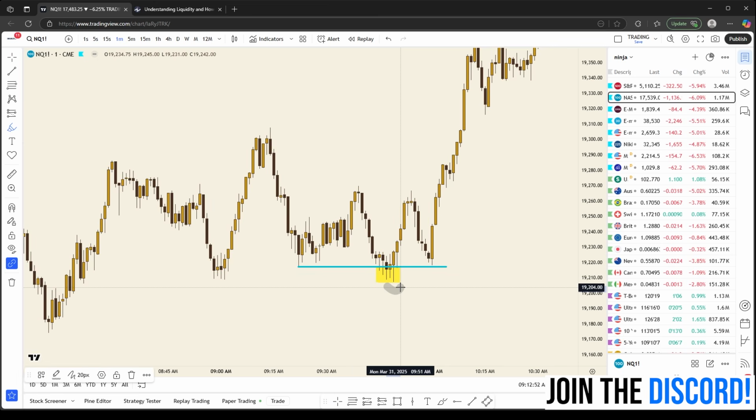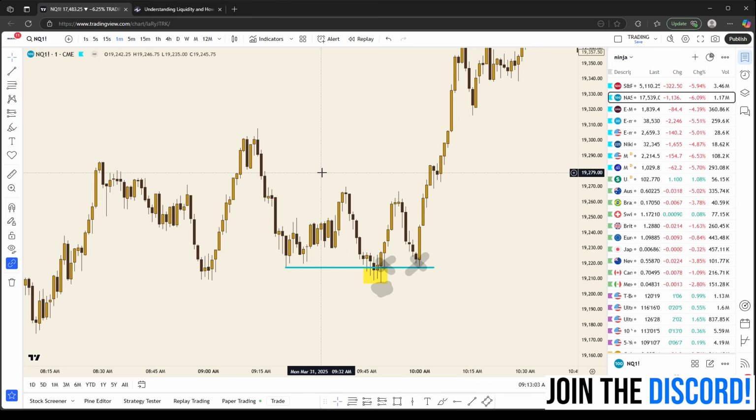It makes me believe that the market's very likely to respect this particular low right here because it is not getting back under the level that liquidity swept. And if it's not getting back underneath the level that liquidity swept, it's very likely to push higher.